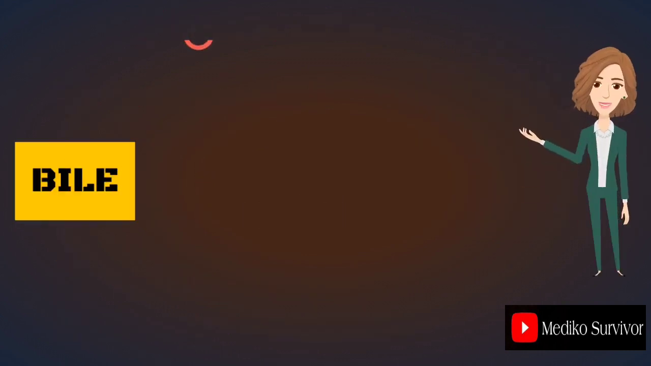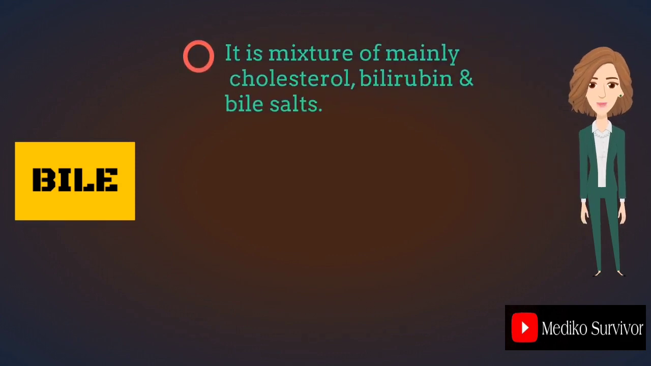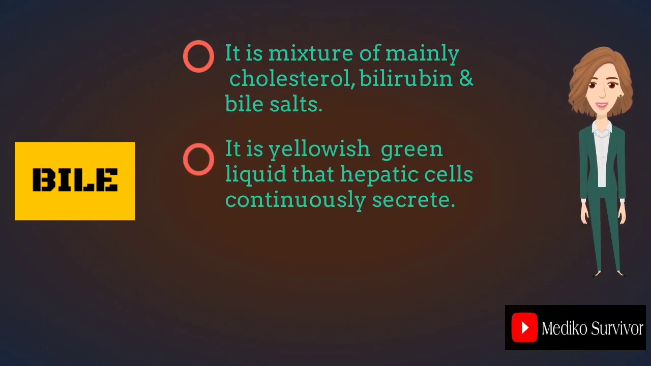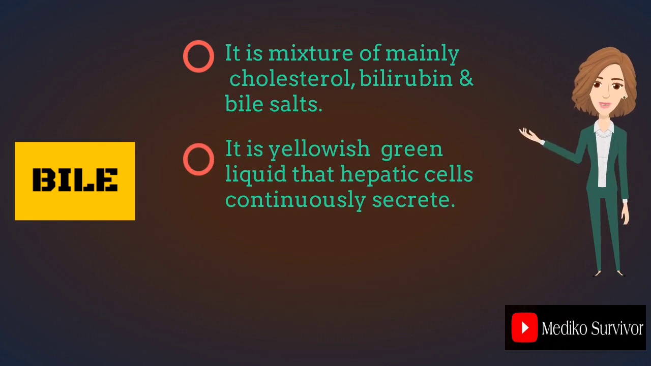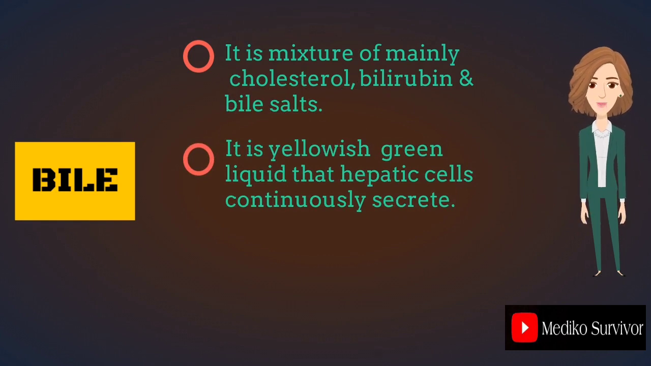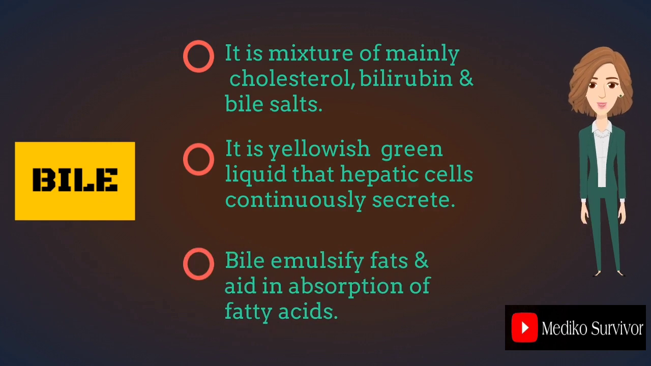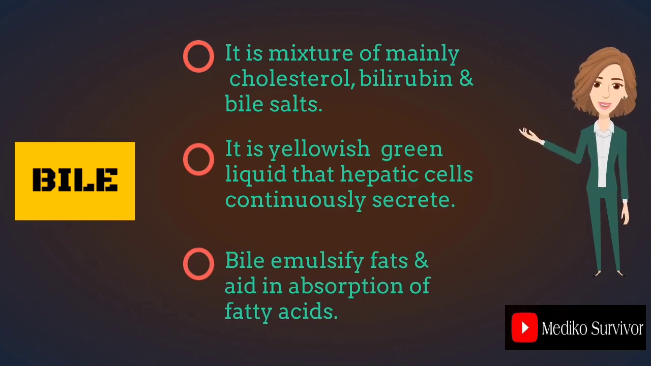Bile. It is a mixture of mainly cholesterol, bilirubin, and bile salts. It is a yellowish-green liquid that hepatic cells continuously secrete. It is stored in the gallbladder. Bile emulsifies fats and aids in absorption of fatty acids.